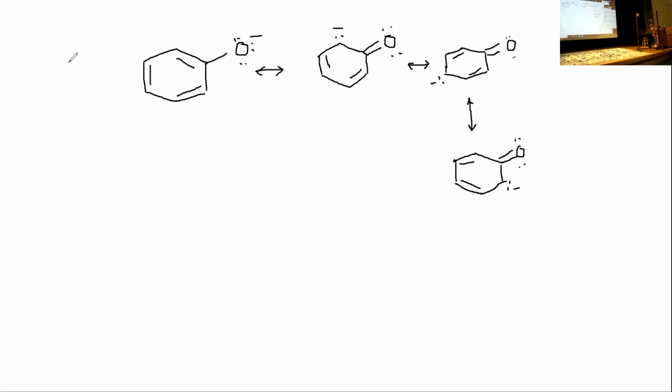And so what that means is, let's now compare that conjugate base to its conjugate acid, which is, of course, just plain phenol. Of course, this is the conjugate base of this species. This is the conjugate acid of that species.